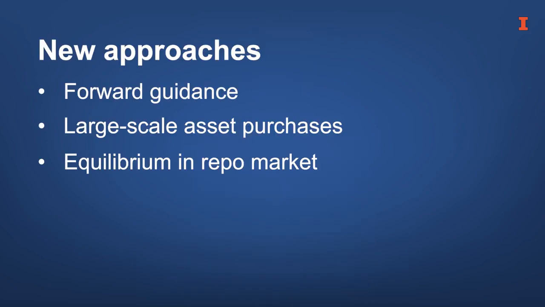The third new tool is the Overnight Reverse Repurchase Program, or ONRRP. This tool is used to set interest rates in the repo market. The repo market is like the federal funds market, an overnight lending market. Financial institutions could switch between these markets. They are substitutes. By managing the equilibrium in the repo market, the Federal Reserve ensures that all short-term interest rates are consistent with their monetary policy targets.